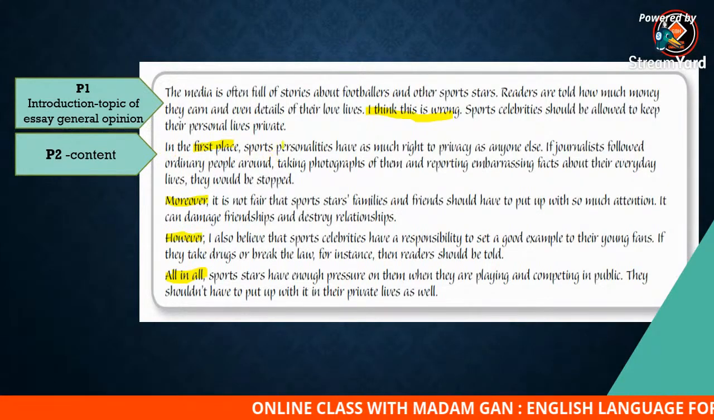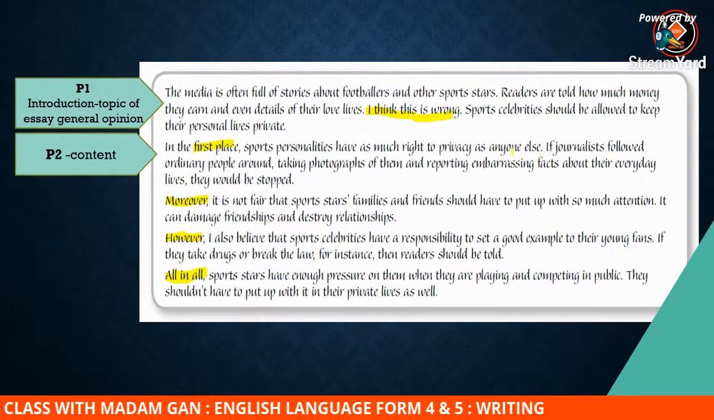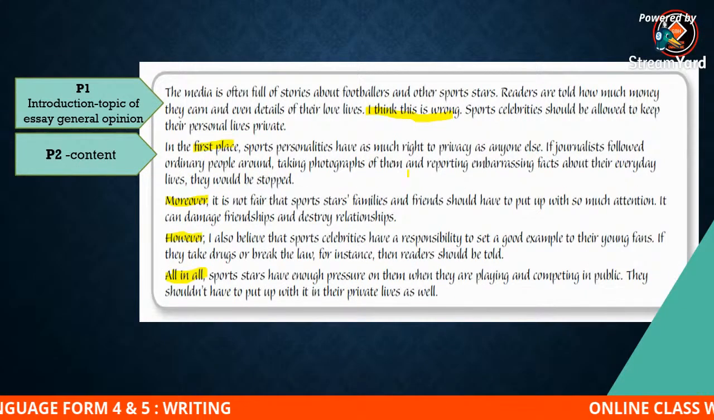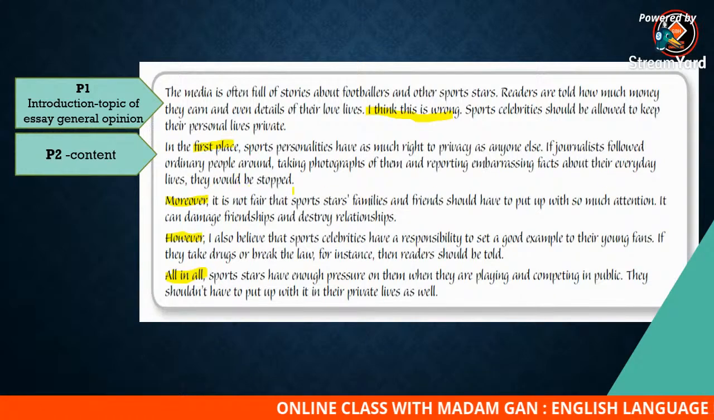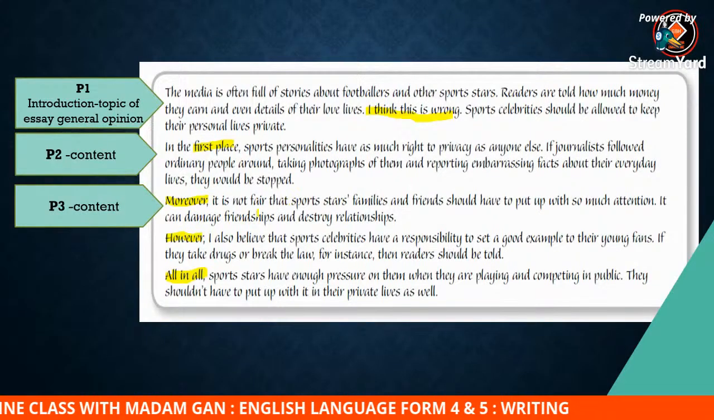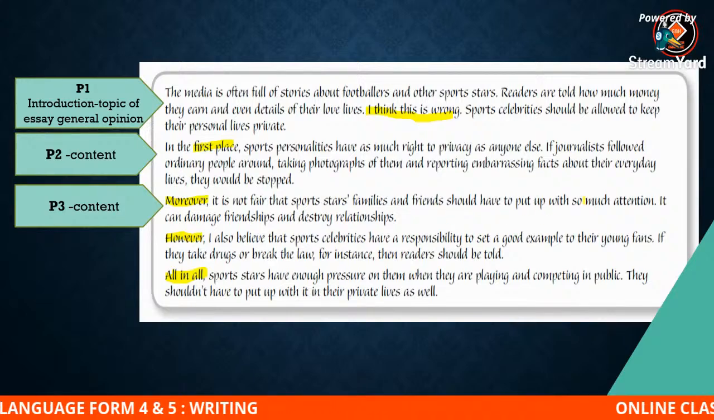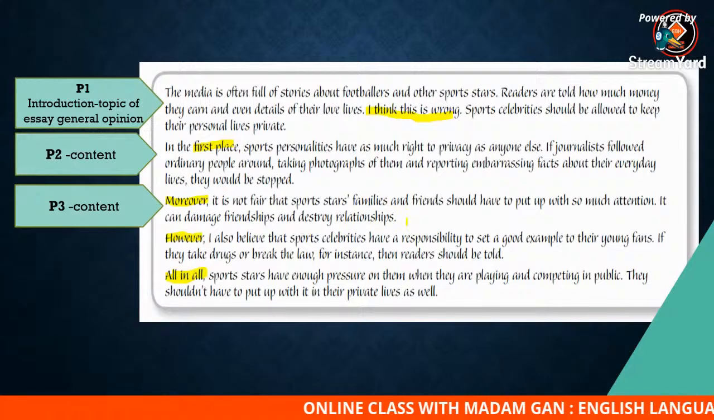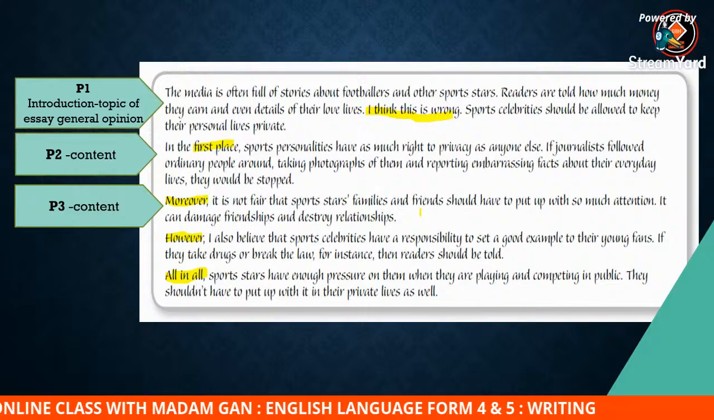In the first place, sports personalities have as much right to privacy as anyone else. If journalists followed ordinary people around, taking photographs of them and reporting embarrassing facts about their everyday lives, they would be stopped. Then you can continue. Moreover, it is not fair that sports stars' families and friends should have to put up with so much attention. It can damage friendships and destroy relationships. So these are your reasons and elaborations.